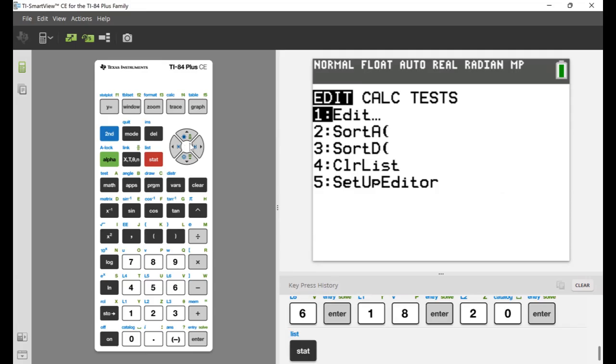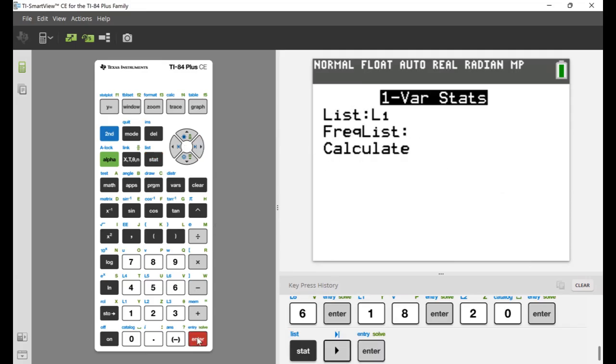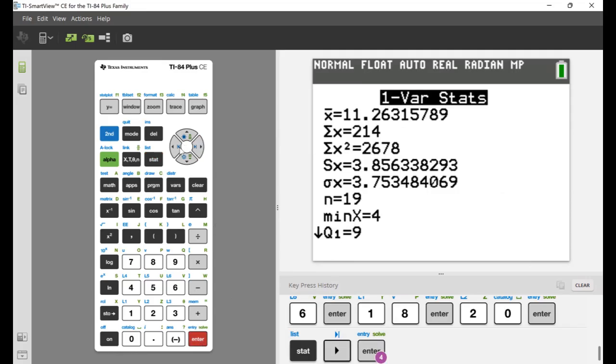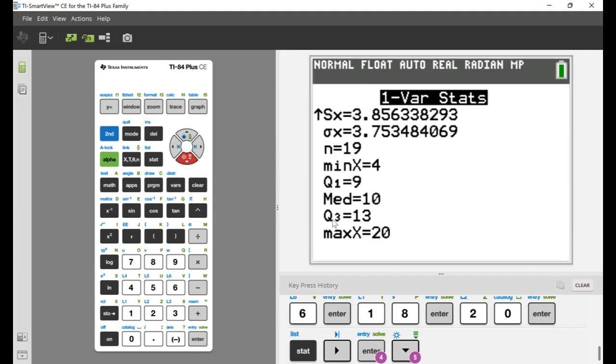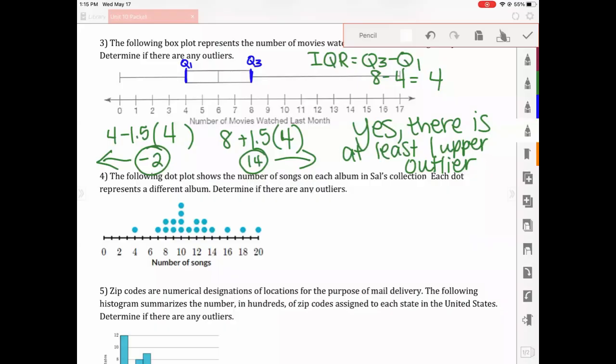Okay, so now we'll go to Stat, over to Calc, and 1-Var Stats. We're going to go down for Q1 and Q3. Those are the 2 that we're interested in right now. So our Q1 is 9, and our Q3 is going to be 13.